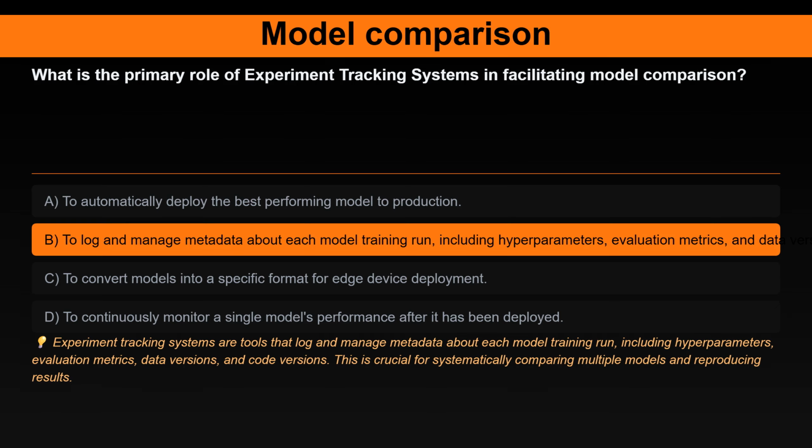The correct answer is to log and manage metadata about each model training run, including hyperparameters, evaluation metrics, and data versions. Here's the explanation. Experiment tracking systems are tools that log and manage metadata about each model training run, including hyperparameters, evaluation metrics, data versions, and code versions. This is crucial for systematically comparing multiple models and reproducing results.